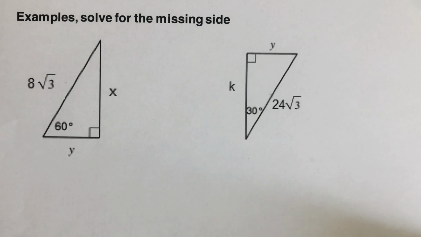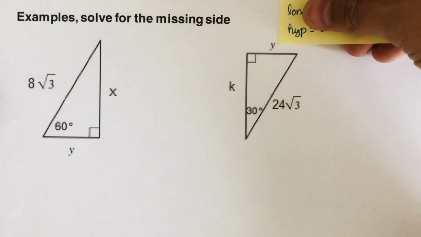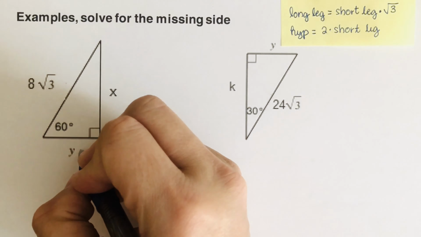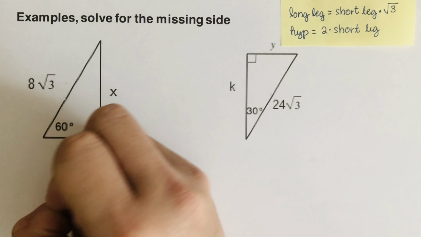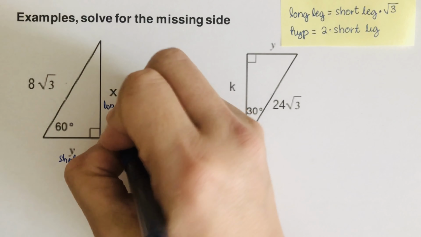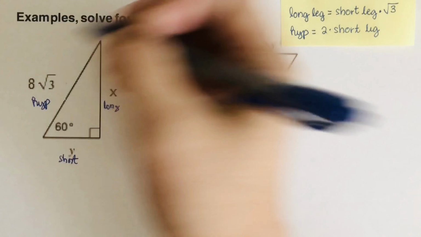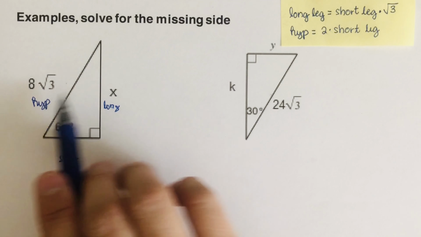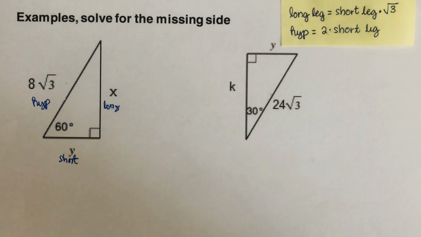We're supposed to solve for the missing sides. Again, these are the formulas right here. I put that back up there. So we will label the parts. This is the short. This is the long. And this is the hypotenuse. Okay, so once we've labeled them, we are given the hypotenuse. So then we're going to use the formula for hypotenuse.